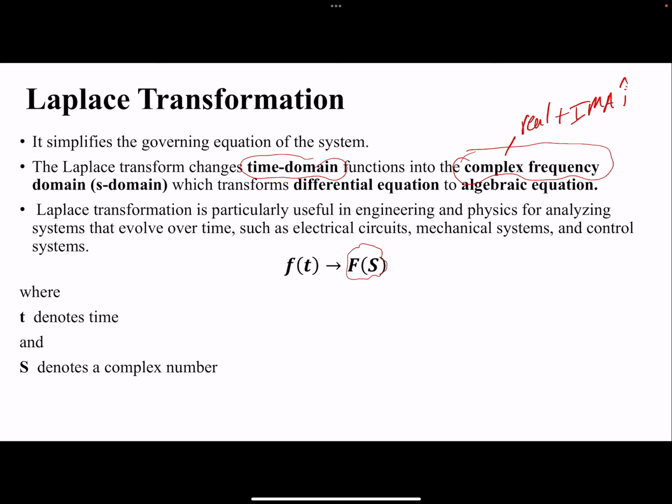You can't really add two differential equations or subtract different differential components. You have to solve the differential equation before we could do any manipulation. But with Laplace, when we change it to algebraic form, we can really add, subtract, factor. So it makes our job much easier to solve complex problems and represent complex problems.